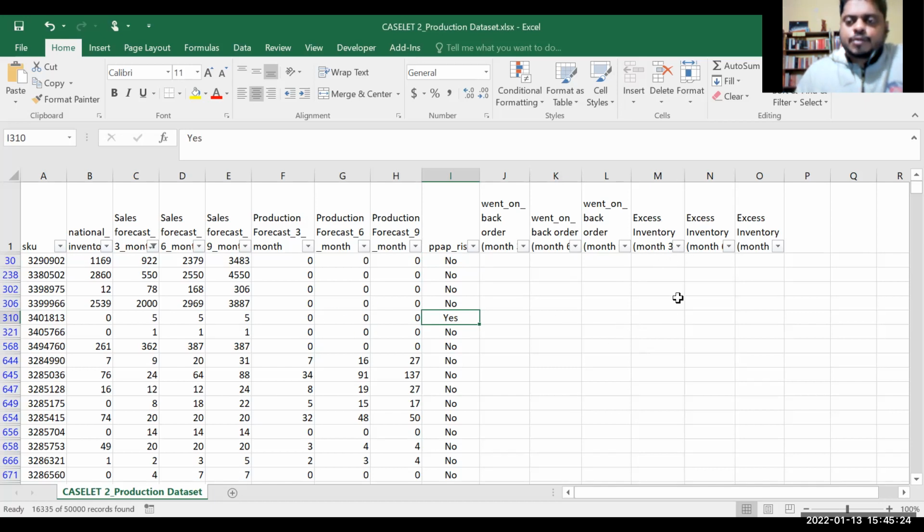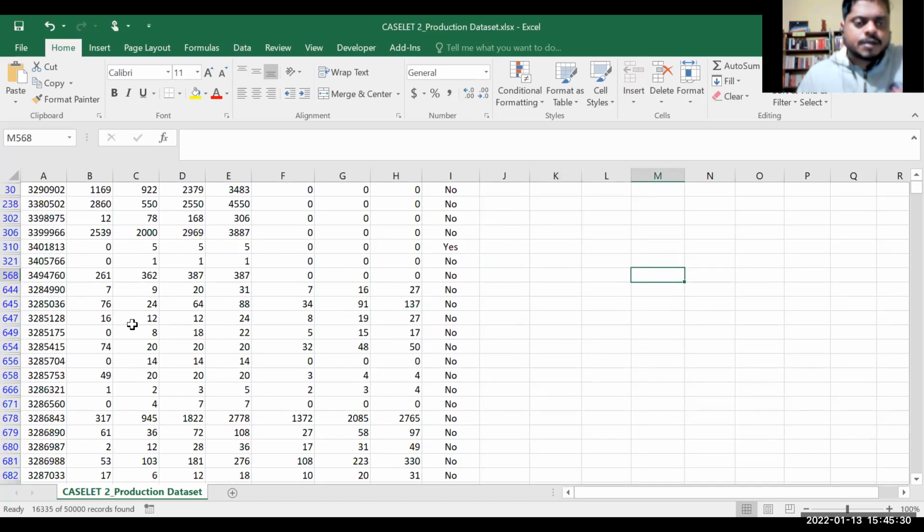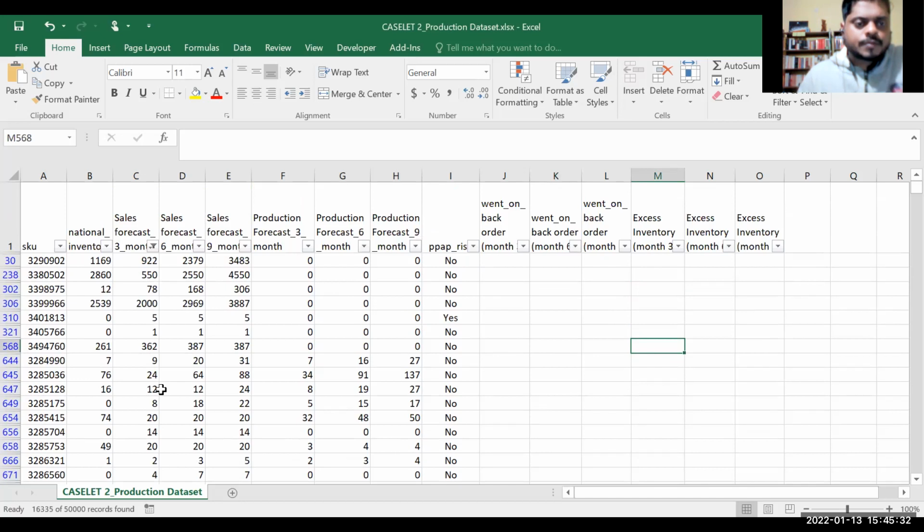Then let's look into the back order. We have looked into excess inventory; now, where will back order happen? Think about row number 568. I have inventory of 261, and I have a sales forecast of 362.